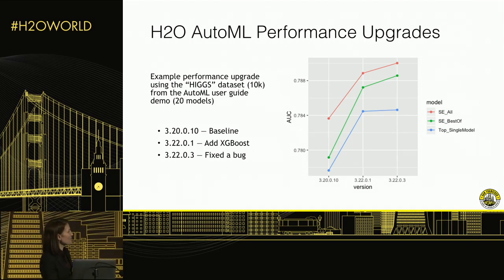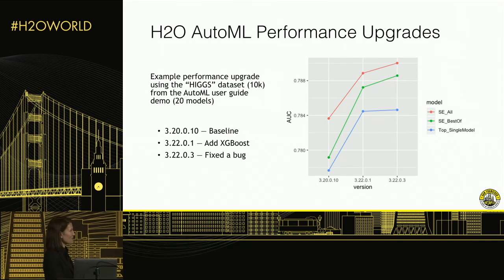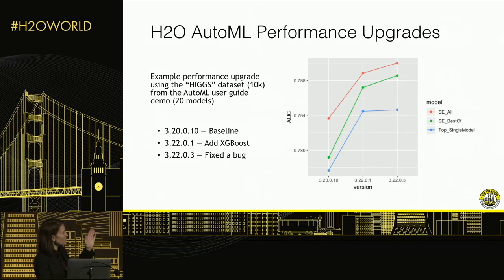If we compare these 3 versions, you can see on this plot that we're improving over time. Of course, this is just one data set, so it's hard to make assumptions about what that means. But what you see here is the line on the top. On the x-axis, we have the version numbers. On the y-axis, we have performance in terms of AUC.